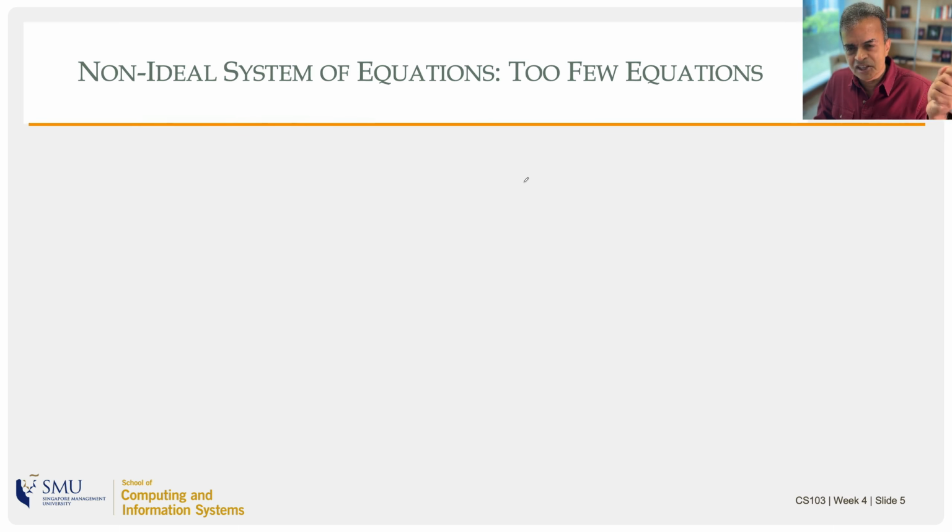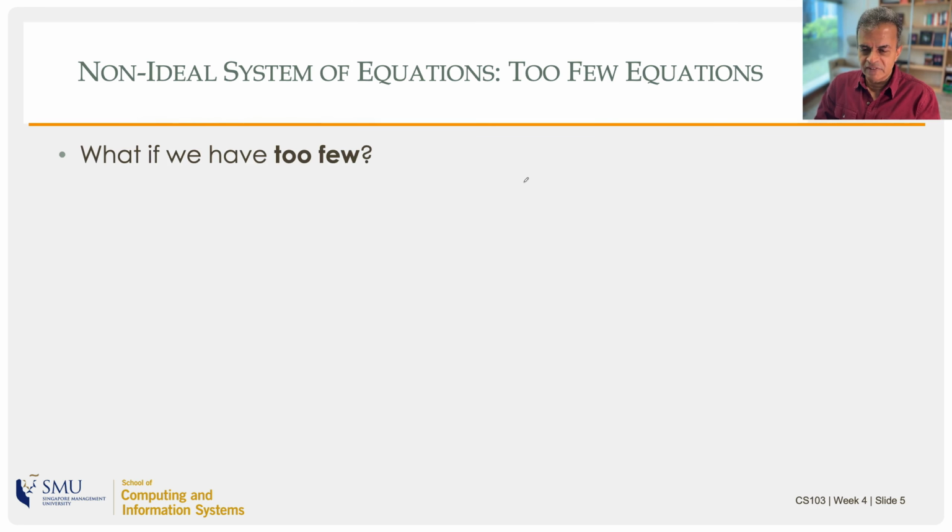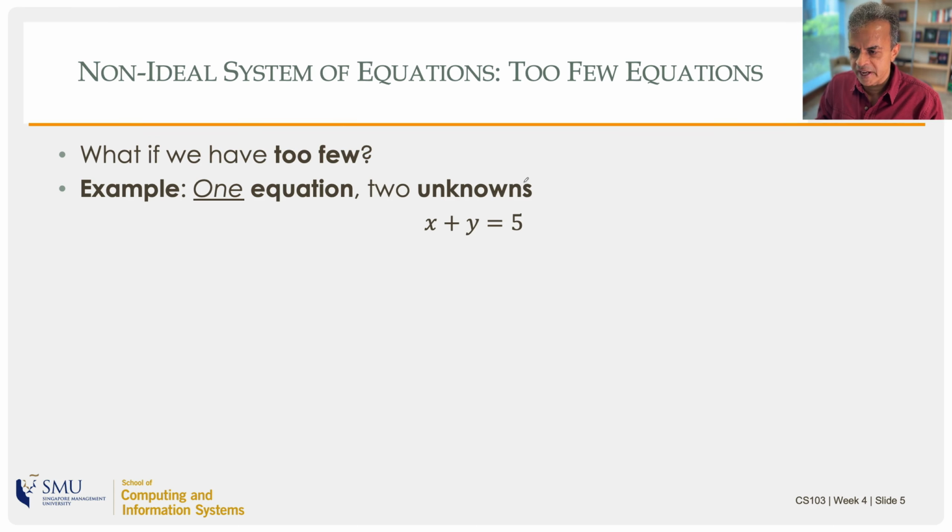So that situation was an ideal system of equations. Now let's take a look at a non-ideal situation when we don't have enough equations. What if you have too few? These two unknowns, x and y, have to add up to 5. Then do we have solutions? Actually we do. It's just that it's not a unique point. It's the whole line of points, infinite number of solutions really, that will satisfy x plus y equal to 5.